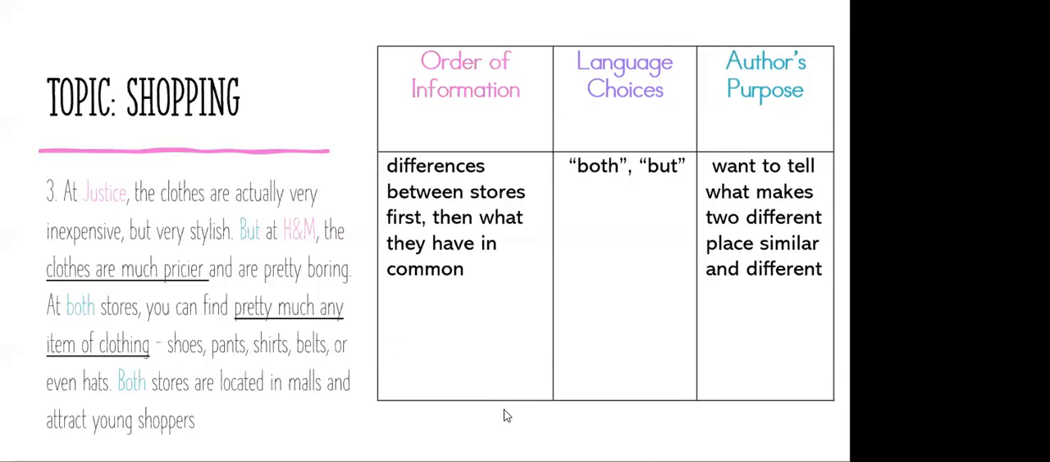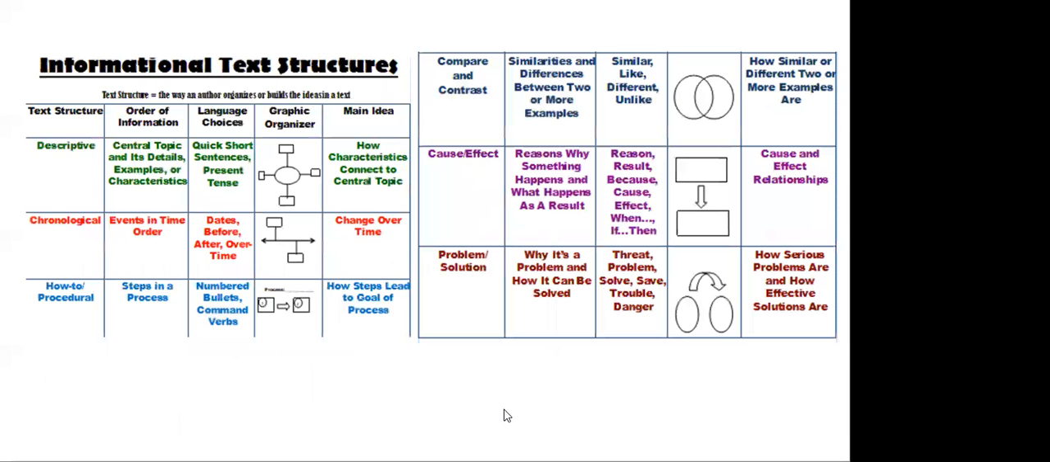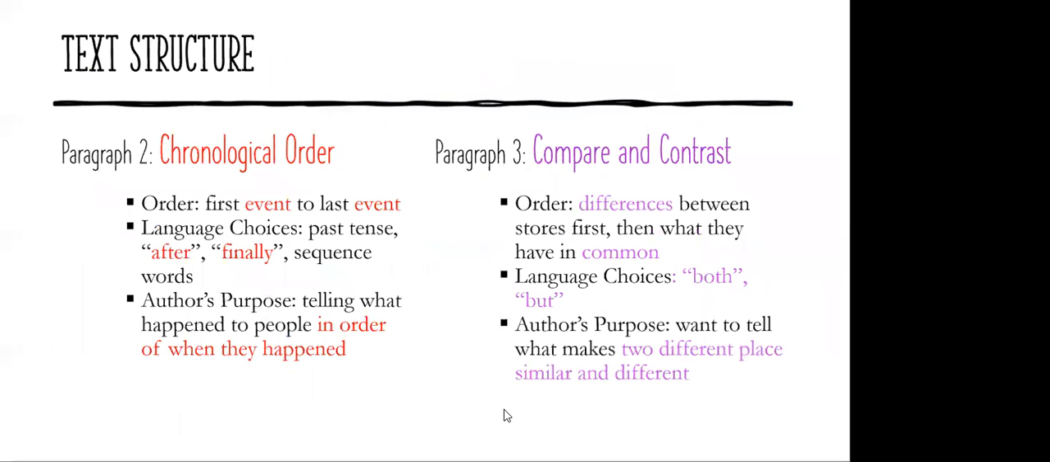Using what we just did, what is the text structure of paragraph 2 and 3? Use your text structure poster to determine the text structure of paragraph 2 and 3. Yes, paragraph 2 was chronological order. It gave us the events in time, using words like after and finally, and in order of what happened. And paragraph 3 was compare and contrast. It gave us the similarities and differences about two stores.